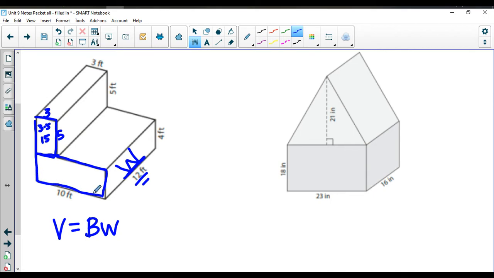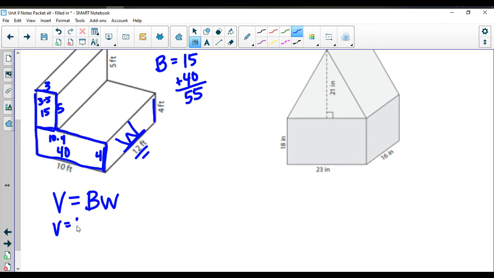Down here across the bottom, this is 10, and then going up this side right here, I noticed back here this is a 4. So the area of this rectangle is 10 times 4, which would give me 40. So to find the area of my base, I have 15 plus 40, and that's going to give me an area of 55. So for my volume, I'm going to be doing 55 times 12, and that's going to give me a total volume of 660 cubic feet.